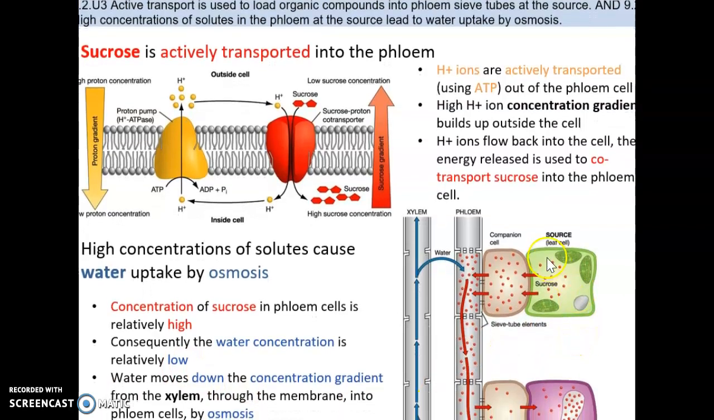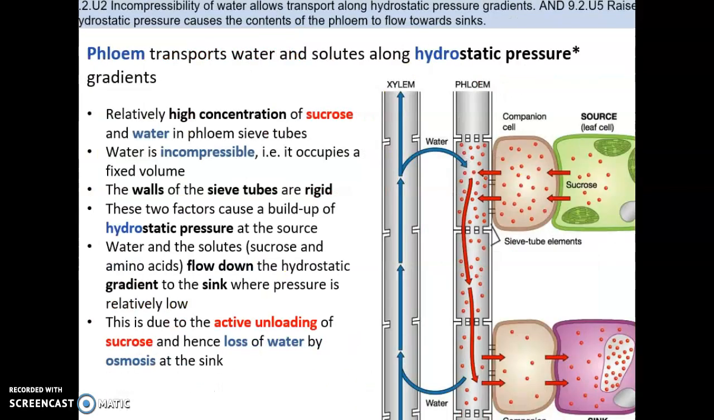This diagram again is showing you much the same thing. It's emphasizing that we need the companion cell here because the companion cell is responsible for the production of ATP, and the ATP is necessary for active transport. This diagram also is reminding you of the fluid mosaic model and this idea that we've got proteins which are serving all sorts of functions, including the production of ATP, ATPase, and also the actual pump itself, which is moving the sucrose by active transport.